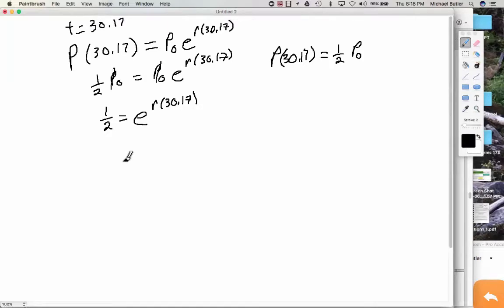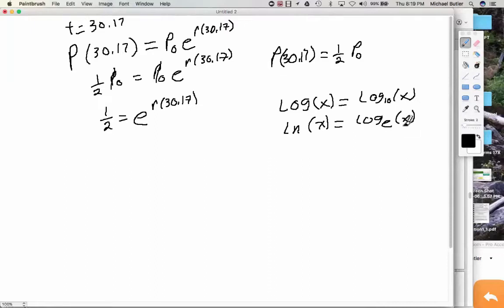Okay, now, where are we? Well, we have an exponential equation that we need to solve for r. So we're going to use the definition of the logarithm. Now, we have two logarithms on our calculator. We've got log of x, which is equal to logarithm base 10 of x. And there's another logarithm key in our calculator, ln of x, and that one is equal to logarithm base e of x.